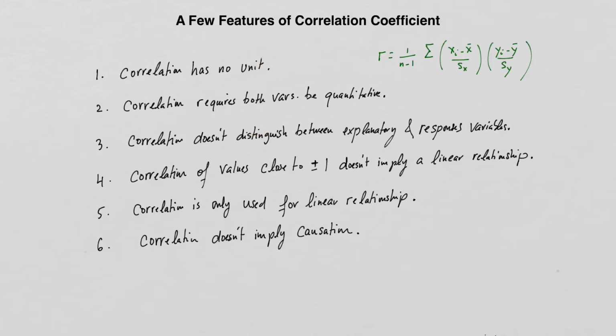Now, this one can be confusing. A correlation of values close to 1 or negative 1 does not imply a linear relationship. Now you might be pulling your hair because you heard me say that R is between negative 1 and 1.